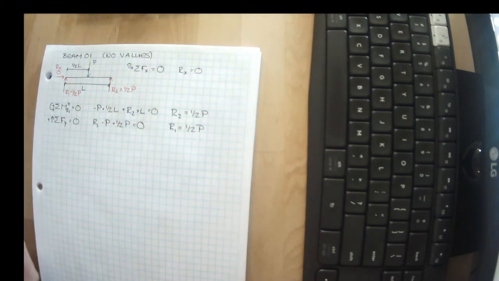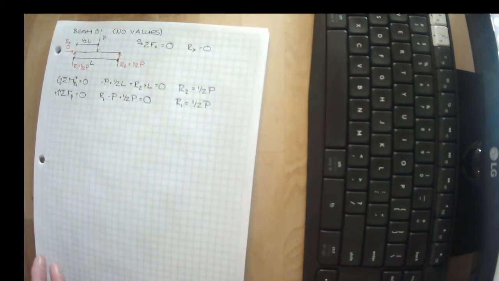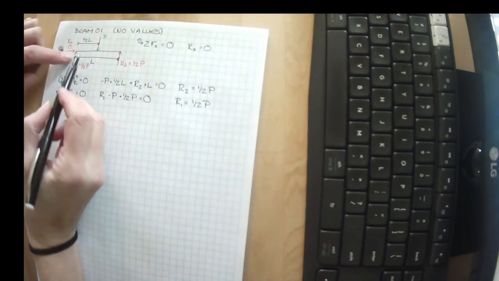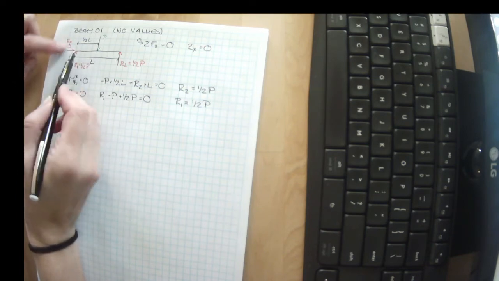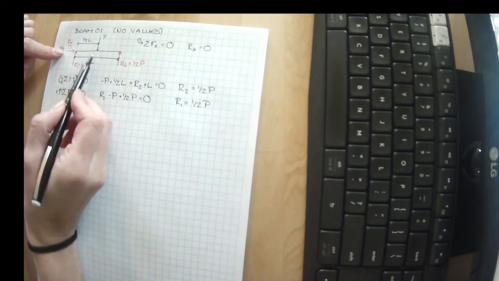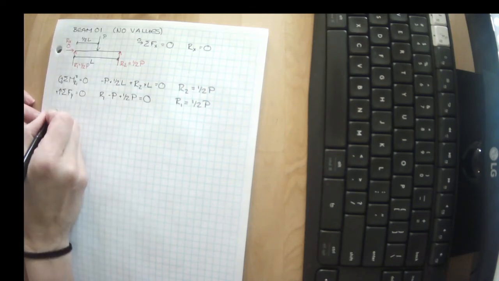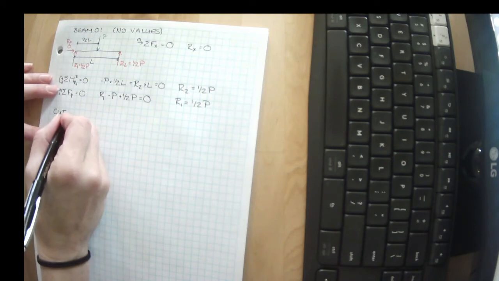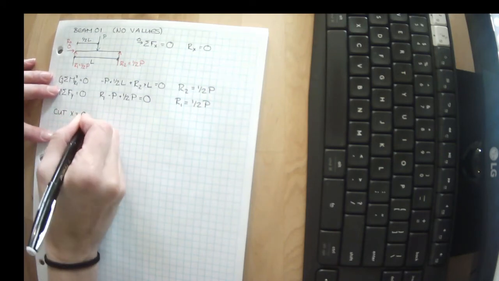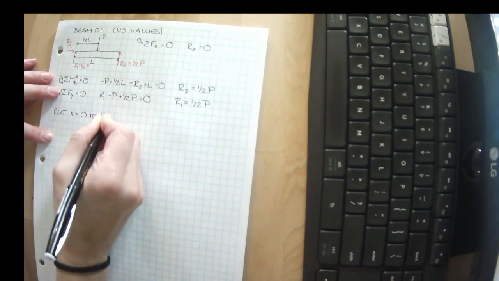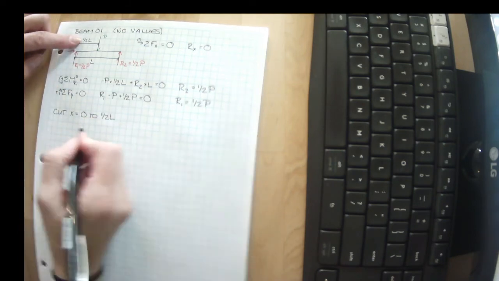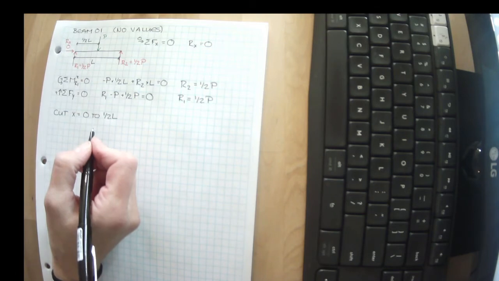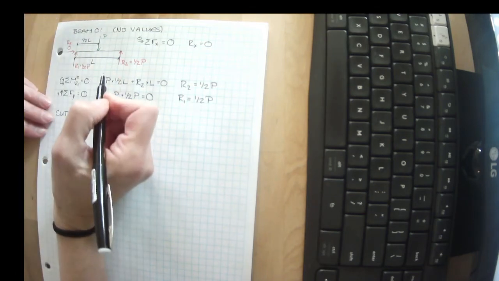Let's go through and make those cuts like we did last time. Well, I could cut right here and right here and right here, but I prefer to just cut somewhere along here, whether it's zero or all the way to half L. I'm going to cut at X equals 0 to 1/2 L. So I'm going to cut at some unknown spot X along here. I don't know where it is. I just know it's somewhere between 0 and 1/2 L.